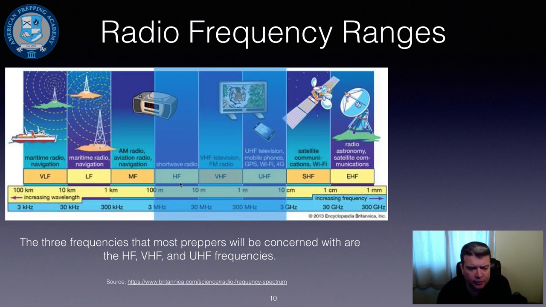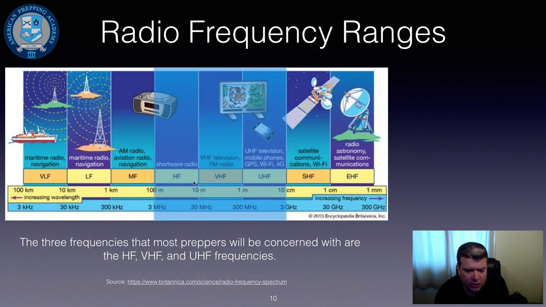Okay, so if you see these three shaded here, these are the three that preppers are primarily going to be concerned with. Again, not entirely, but the vast majority of it is going to be the HF or high frequency, the VHF or very high frequency, and the UHF or ultra high frequency. Then to the right of those, we have super high frequency and extreme high frequency. Those are used for microwave transmissions, satellites, those kinds of things, and even cell phone communications.